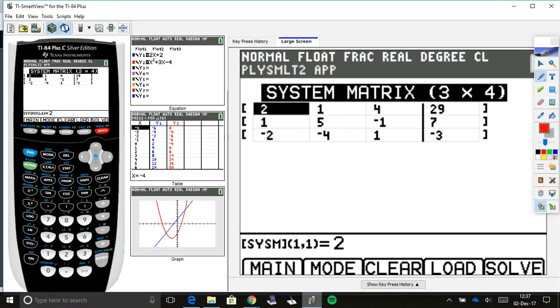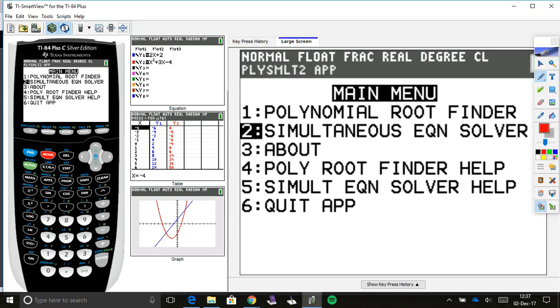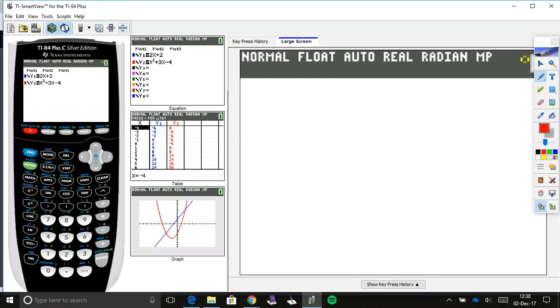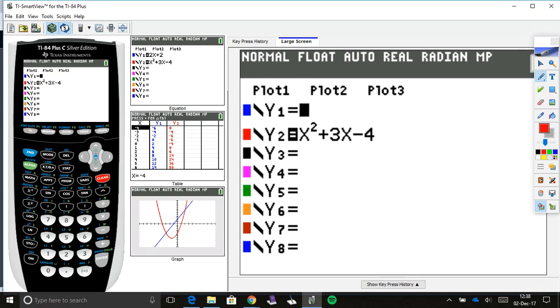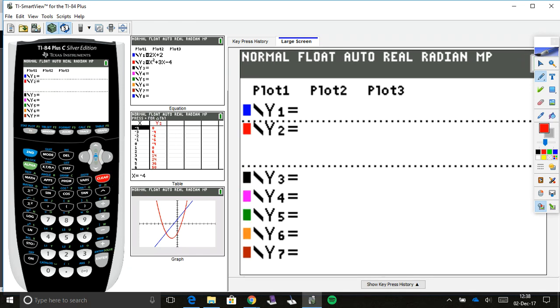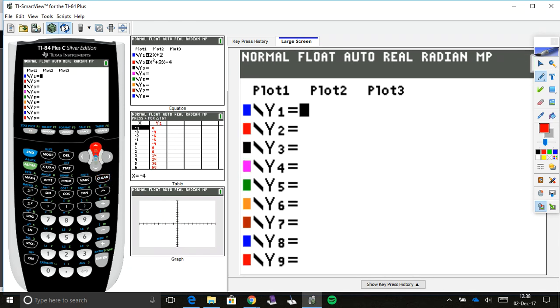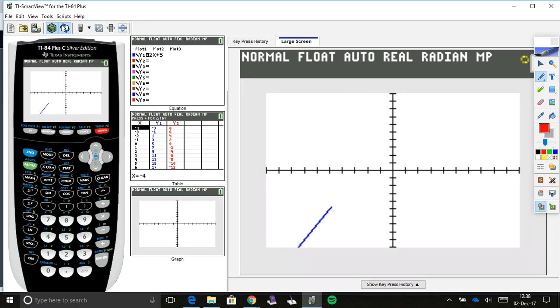So let's quit this, go to your y equals, and we can type in those two equations and simply look to see how it's changed. The first one was 2x plus 5, and the next one was -2x plus 5. So let's see what happens. Let's graph it. Hopefully my window is set properly. All right, so there's the 2x plus 5, and now here comes the -2x plus 5.